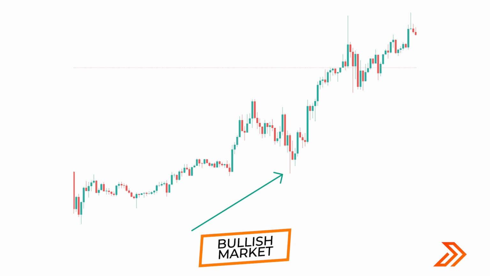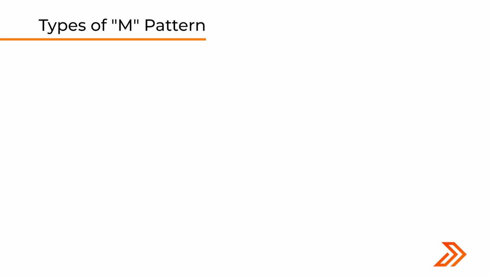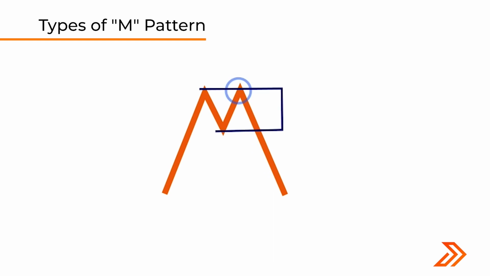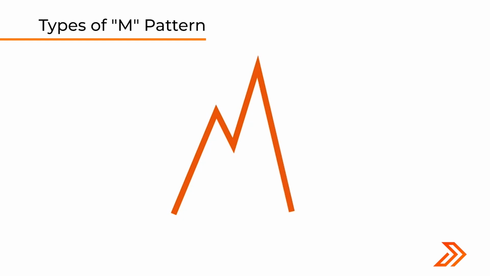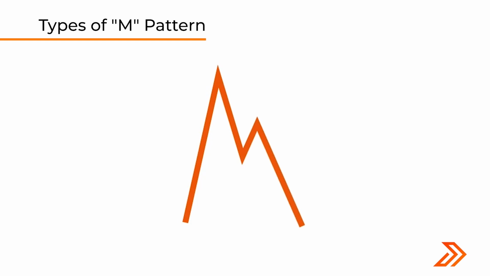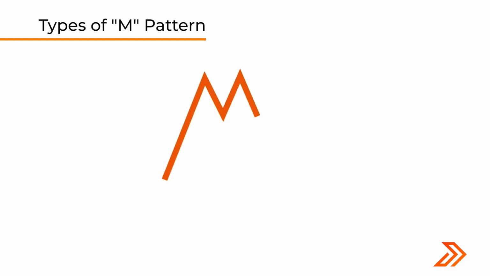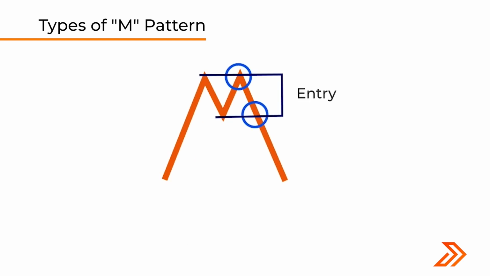So here are examples of the M and W patterns and also the entries where we could place our positions and orders. We have three types of the M patterns. Number one, the simple M, which is also called the regular M. We have the extended M, which is also called the trap M. We then have the short formed M, which is also called the outside structured M. So here is the simple M and how it looks.